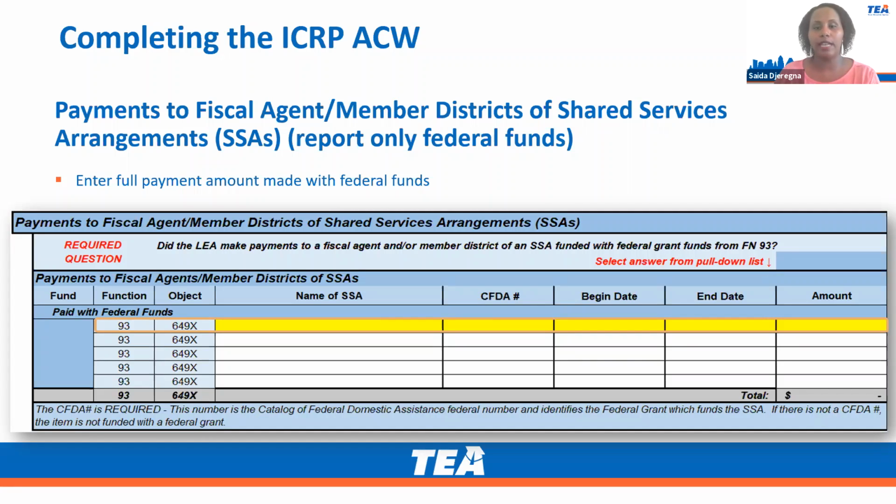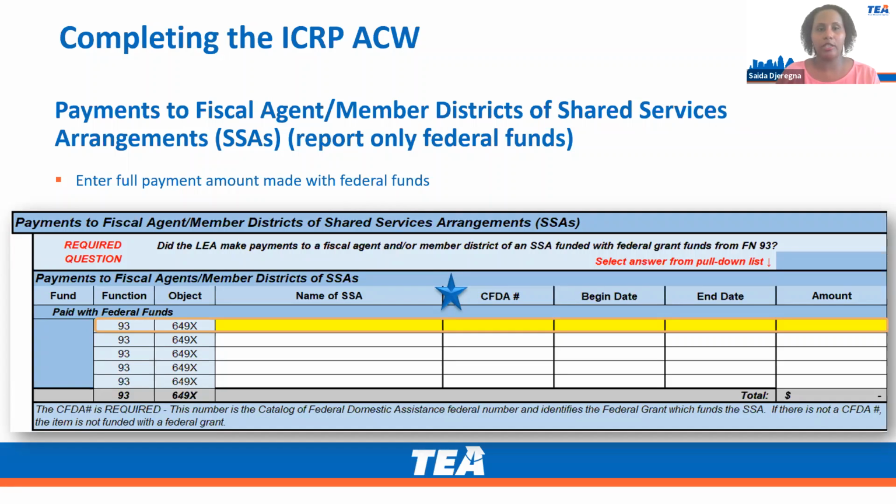for federally funded SSAs. The best query to gather this data is a query of payment history for Function 93, Object 64, 9X. This report will provide the SSA's payments by fund, and then you itemize the payments in the worksheet based on the funding source. It's very important to include the CFDA number, as this number confirms that the payment was made with federal funds. If there is no CFDA number, then the payment was not likely made from federal funds and should not be reported here.